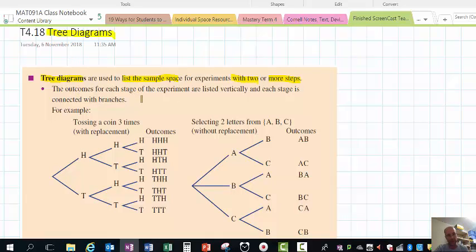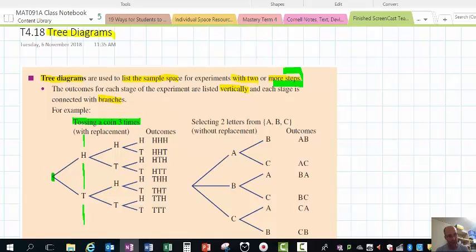The outcomes for each stage of the experiment are listed vertically, so you need to work nice and neatly, and we have branches to connect everything, so make sure you've got a definition for that. You can see two examples below. The first example I'm going to highlight in green is tossing a coin 3 times, so that means there are 3 steps or 3 stages. We can see the 3 stages by looking at the vertical alignment. That's step 1 or stage 1.